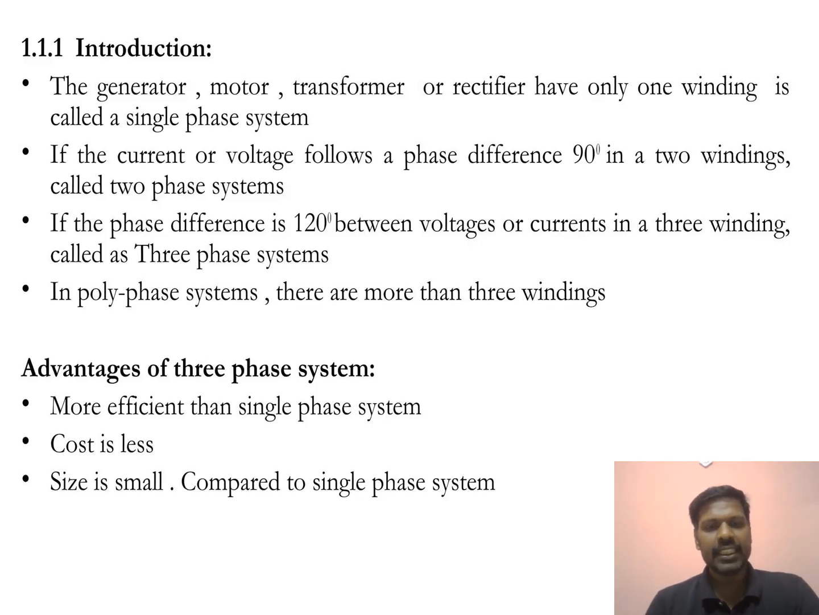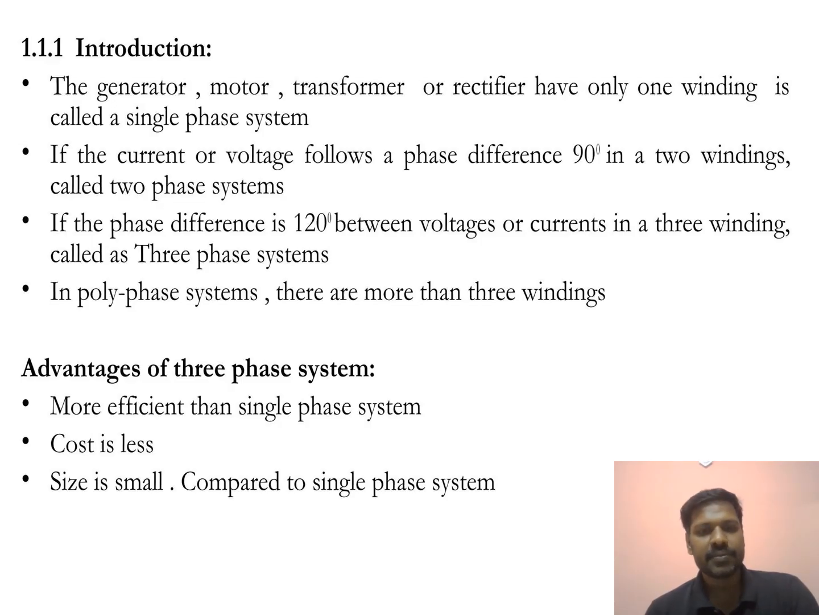Let us start with the basic idea of a phase. In an AC system, a phase refers to how the voltage or current waveforms are shifted in time with respect to each other. When two waveforms reach their peak at different instants, we say that there is a phase difference between them. It is measured in degrees.